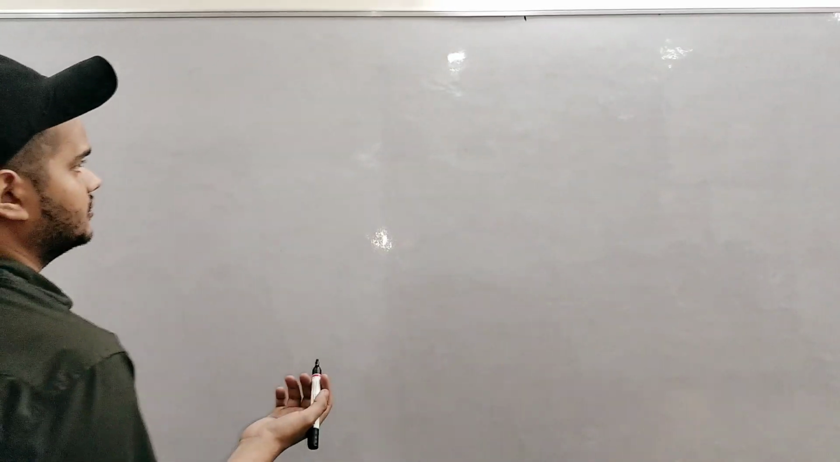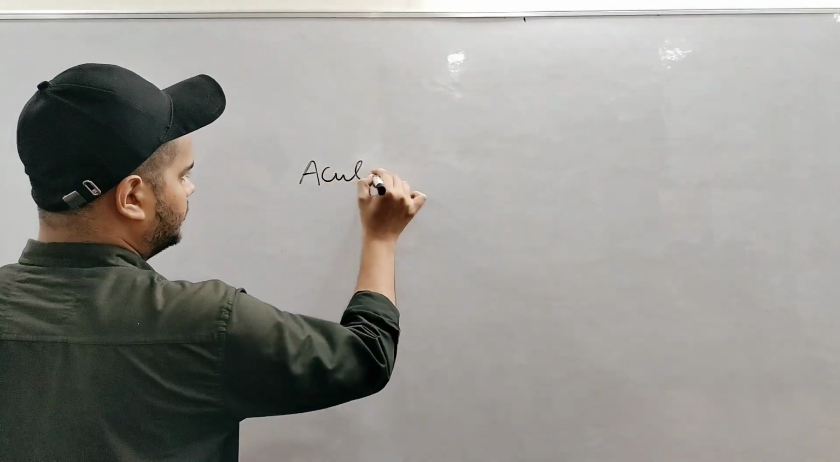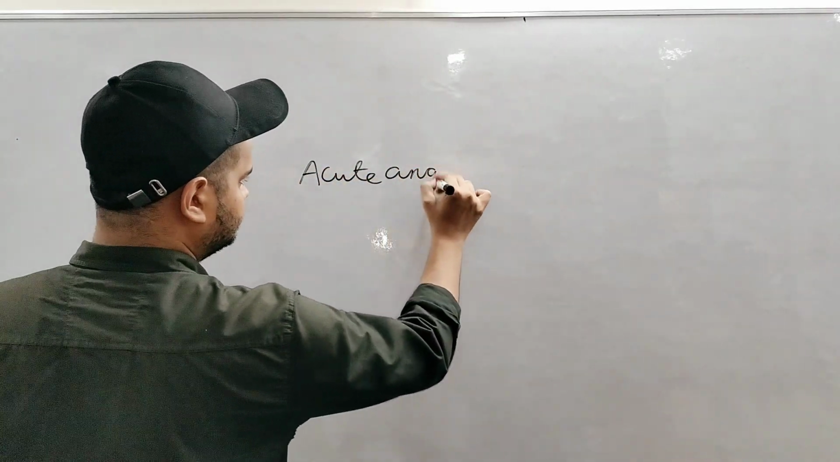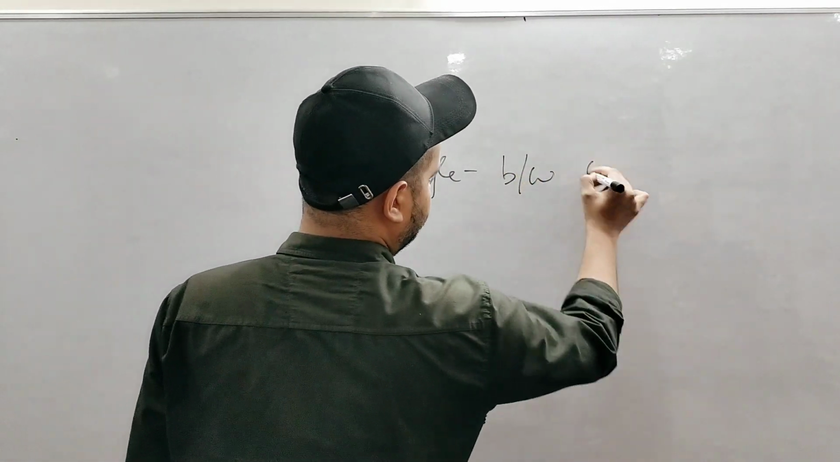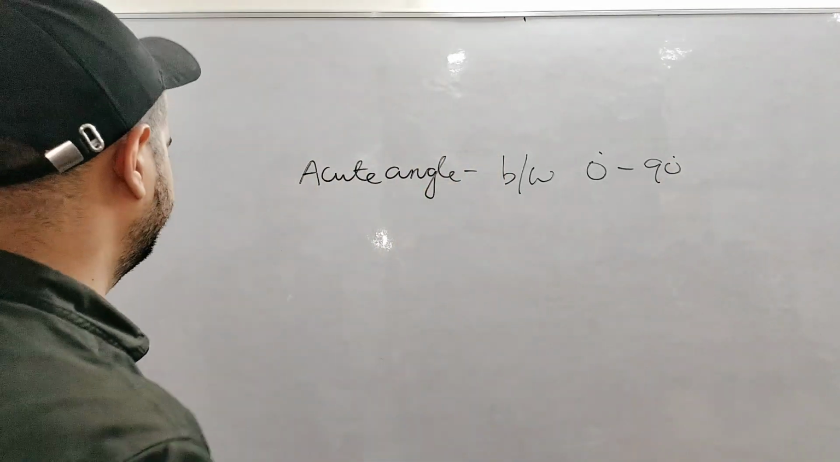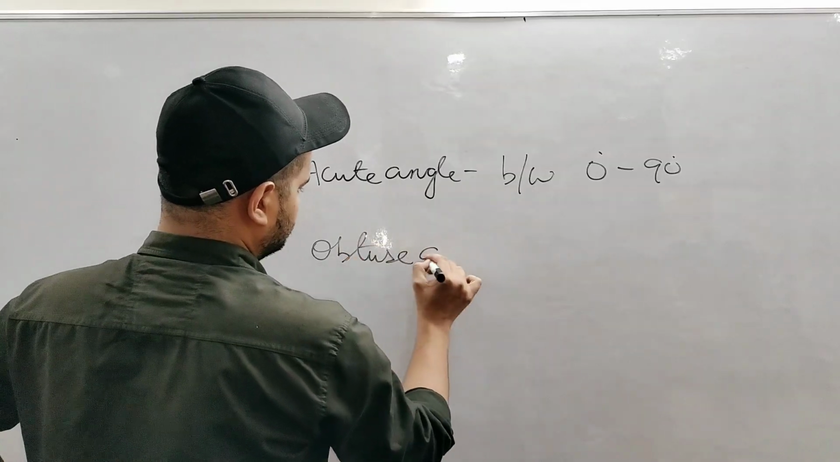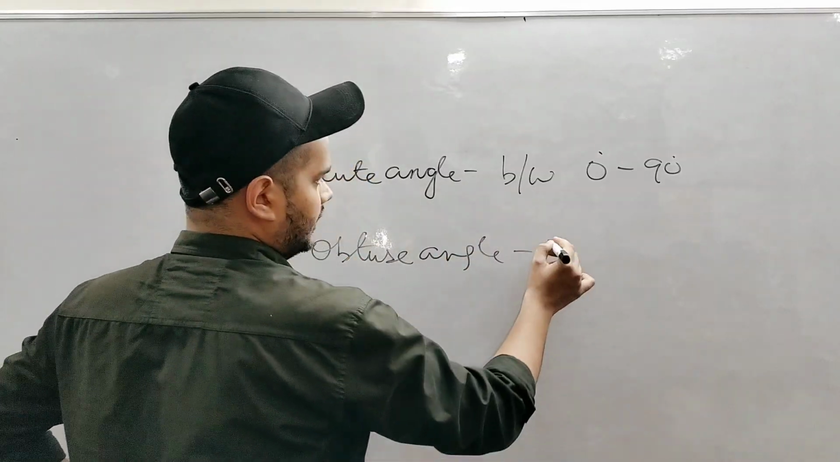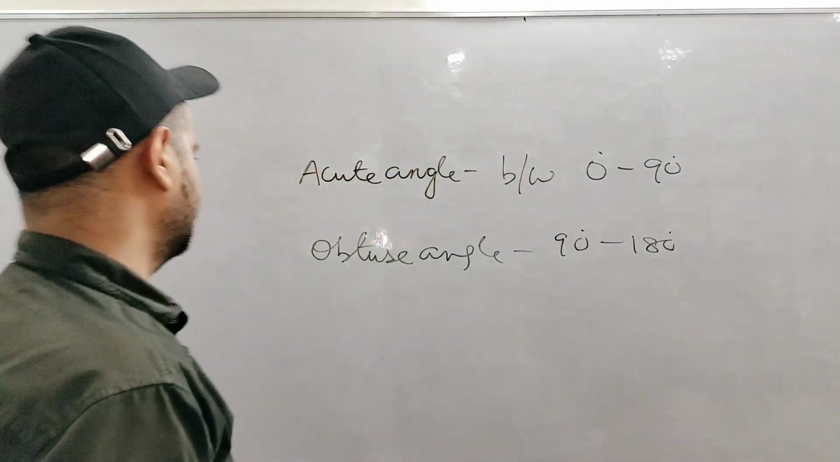उससे पहले कुछ बेसिक एंगल्स, like acute angle. What is this? Angle lying between 0 to 90 degree. Okay. Second is obtuse angle. Angle lying between 90 and 180 degree.